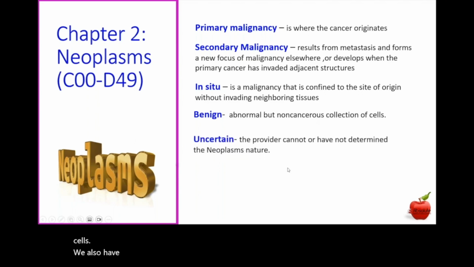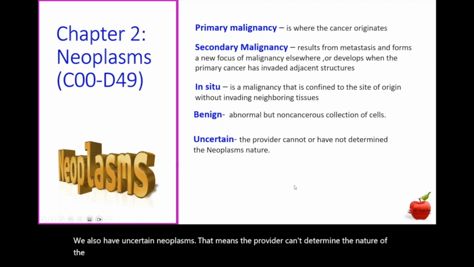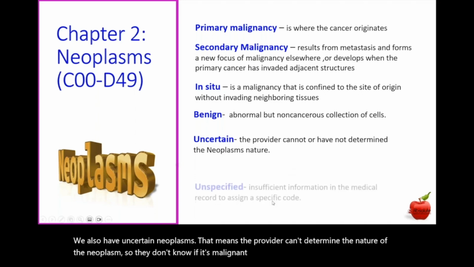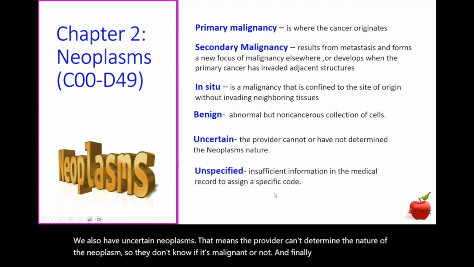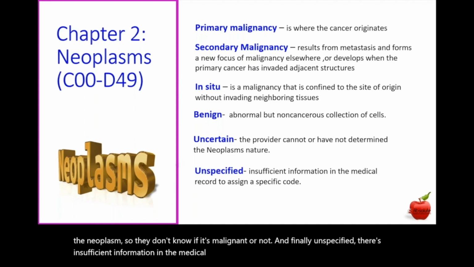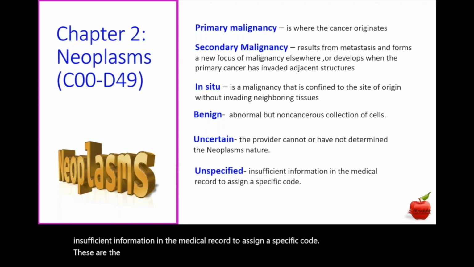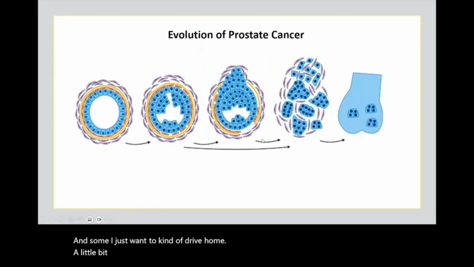We also have uncertain neoplasms. That means the provider can't determine the nature of the neoplasm, so they don't know if it's malignant or not. And finally, unspecified. There's insufficient information in the medical record to assign a specific code. These are the meanings of these classifications. And I just want to drive home a little bit about the nature or the evolution of cancer.